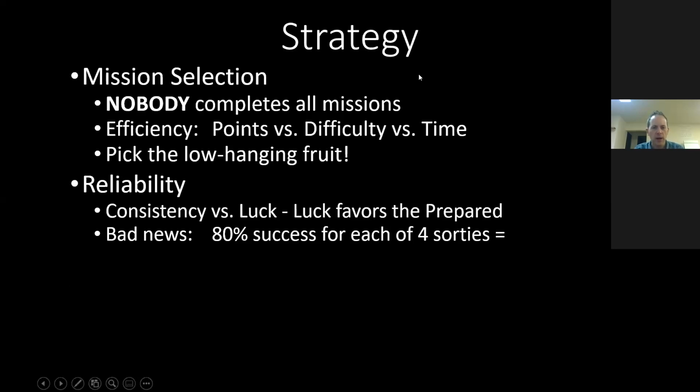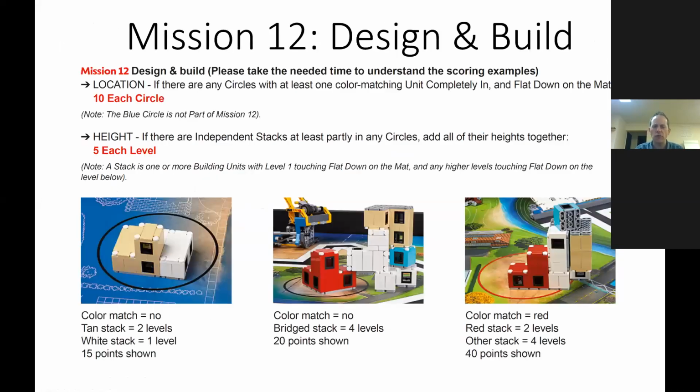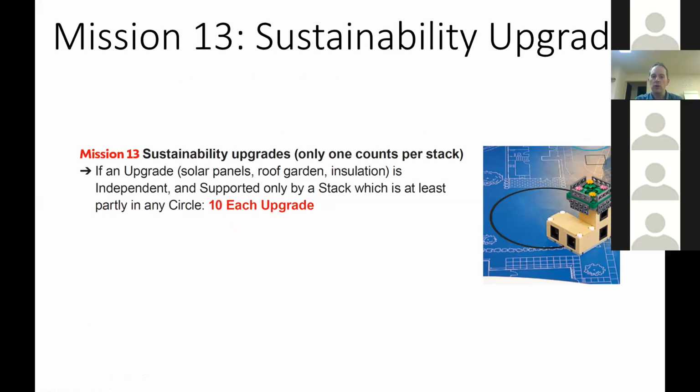And the innovative architecture one, there's 15 points there, but you could have stacks going up, and as long as you can smoothly push them out and leave them even partly in the circle, you're going to get points there, especially if they're tall, and especially if they have sustainability upgrades on them. The upgrade only has to be on top of one unit. So you've got 3 sustainability upgrades, and if you can get them on a unit pushed out into a circle here and a circle there and another circle, then there's some points there.